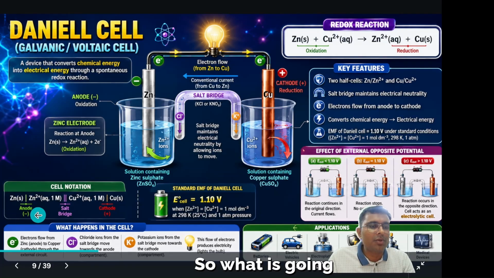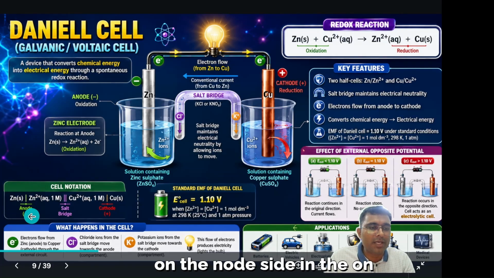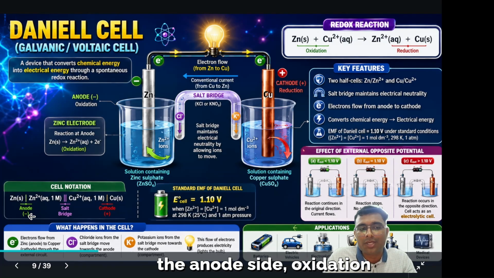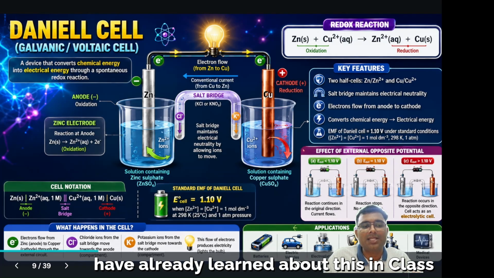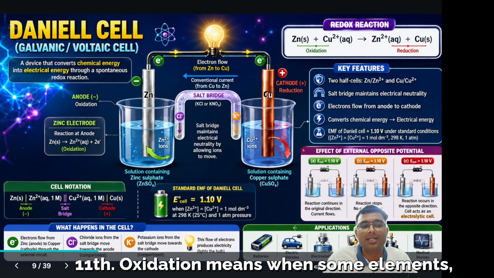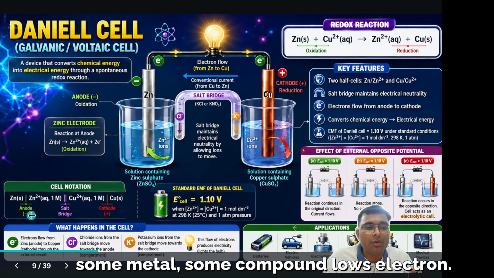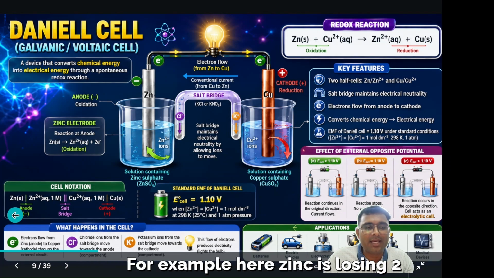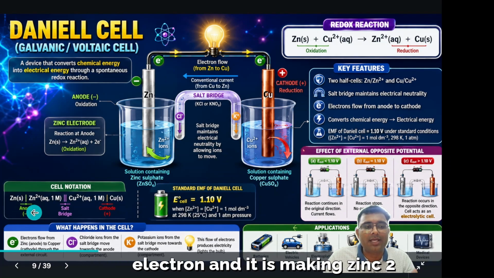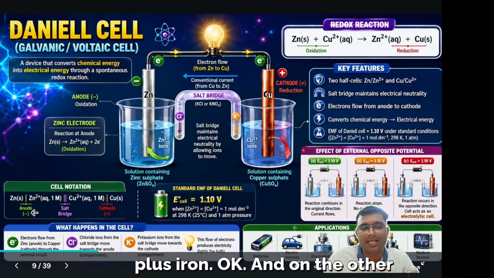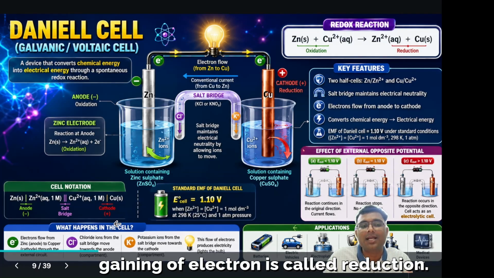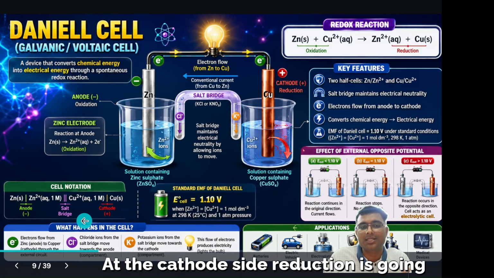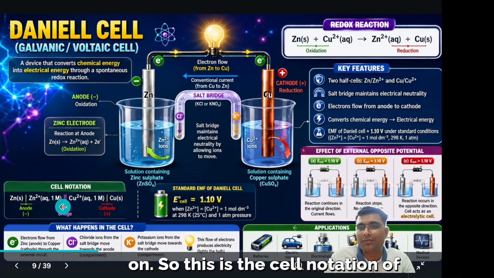Okay, so what is going on at the anode side? On the anode side, oxidation is going on. What is oxidation? You have already learned about this in class 11th. Oxidation means when some element, some metal, some compound loses electrons. For example, here zinc is losing 2 electrons and it is making a zinc 2 plus ion. On the other hand, the copper ion is gaining electrons, and gaining of electrons is called reduction. At the cathode side, reduction is going on. So this is the cell notation of the Daniel cell.